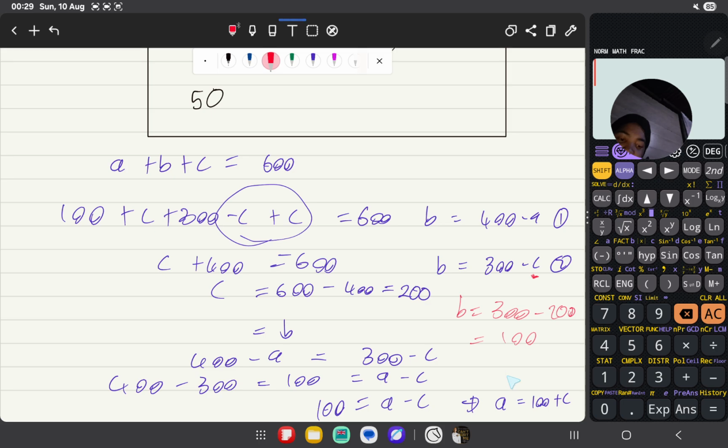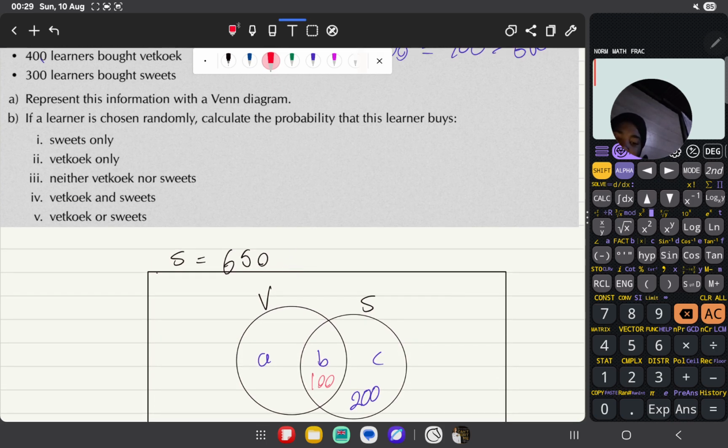And here I am getting that A is what? A is 100 plus C, which is C, remember we calculated it to be 200, so 200, so we're going to get, of course, 300. So this one is what? This one is 300.